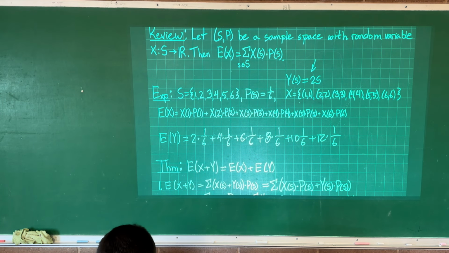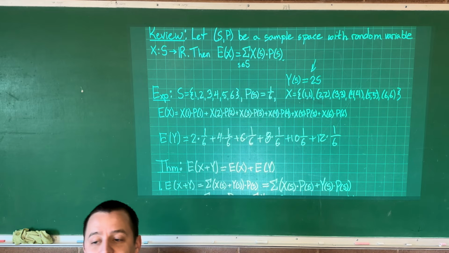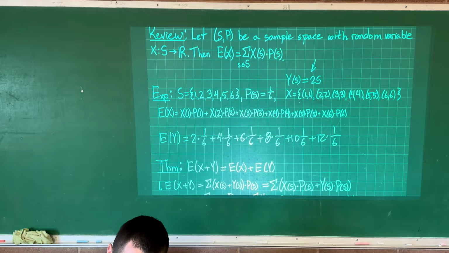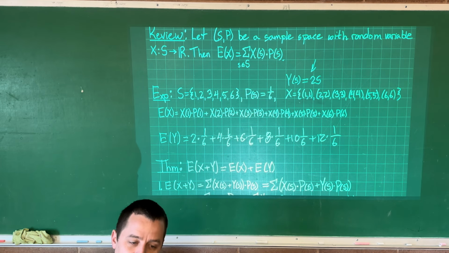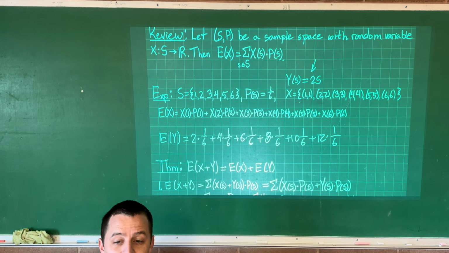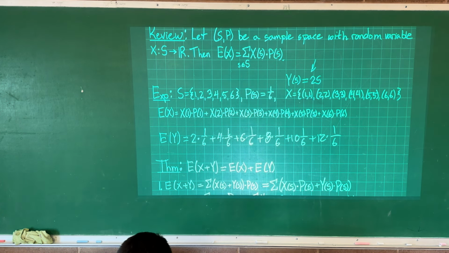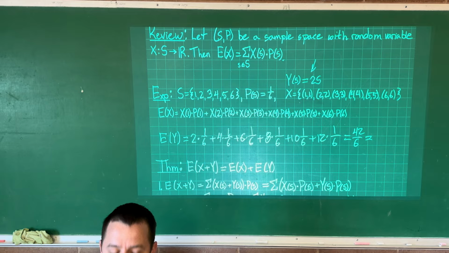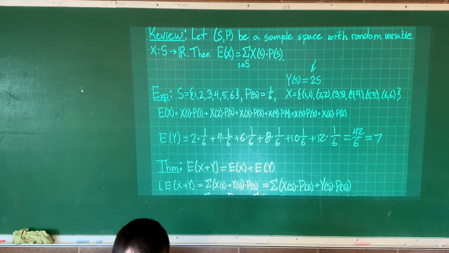Let's redo it. We'll just add up all the numerators. 12 plus 10 is 22. Plus 8 is 30. Plus 6 is 36. Plus 4 is 40. Plus 2 is 42. So we got 42/6 rather than 21/6, which is also equal to 7. So rather than 3.5, we got 7. The first one up here was 3.5, and the second one we got 7.